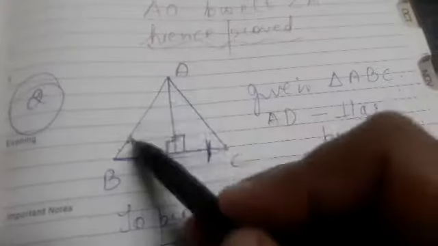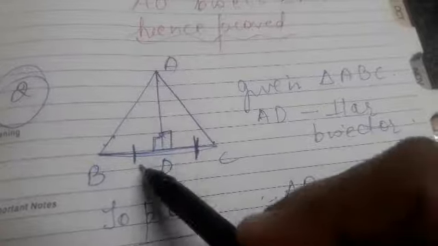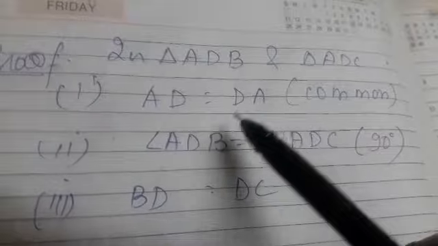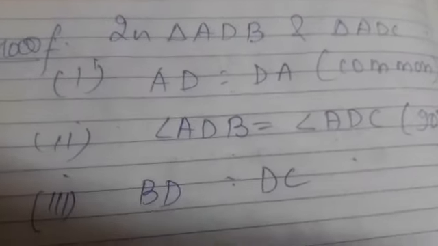I've shown you the diagram here of the two triangles we are going to consider, ADB and ADC. These two sides are equal since it is a bisector as well as a perpendicular. So we are going to take this angle to be 90 degrees. So in the proof, the points we are going to include will be AD is equal to DA common, these two angles will be 90 degrees, and BD is equal to DC.